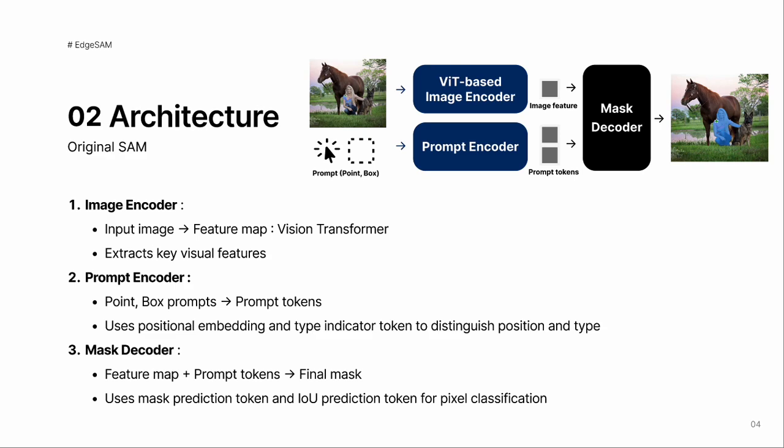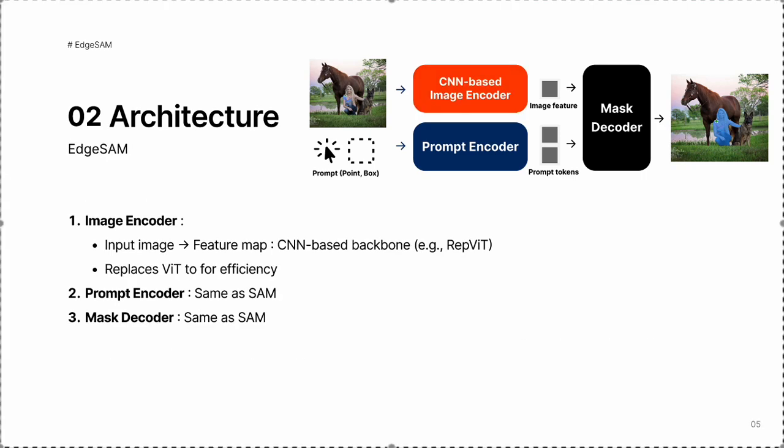As a third component, mask decoder generates final mask by combining feature map from image encoder and output data from prompt encoder. Using the mask prediction token to generate masks and the IOU prediction token to evaluate their reliability, each pixel in the image is classified as either the user-specified object or background, and the mask with the highest reliability is selected.